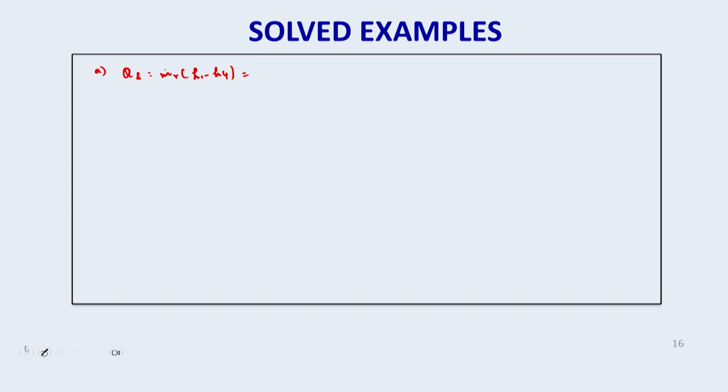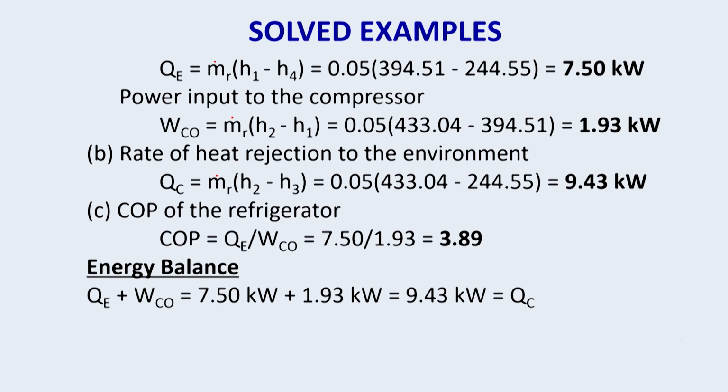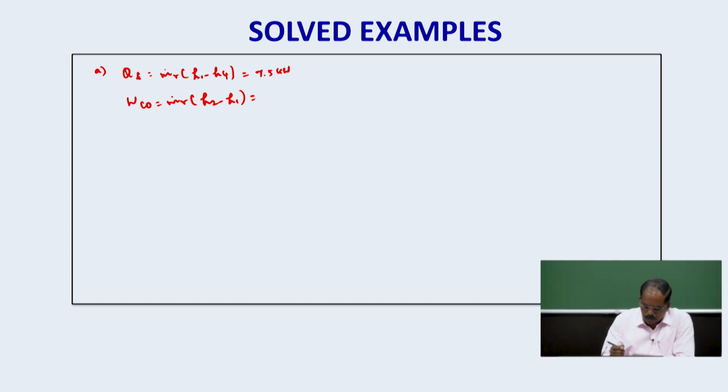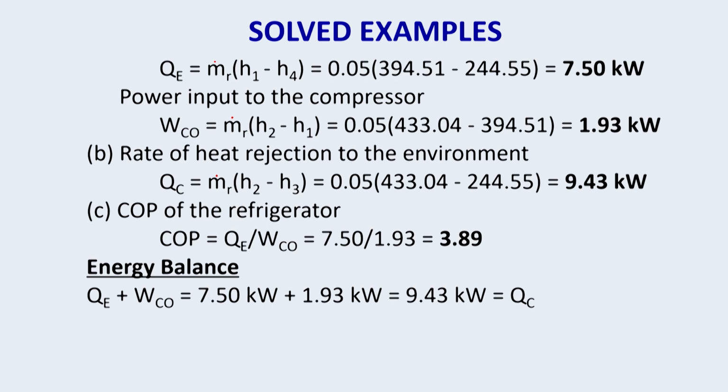So if you calculate, m dot R is given in the question, 0.05 kg per second. So the refrigerating effect comes around 7.5 kilowatt. And work of compression is m dot R into H2 minus H1, because the refrigerant is compressed from state point 1, which is a superheated state, to a superheated state of state point 2. So W compression comes around 1.93 kilowatt.